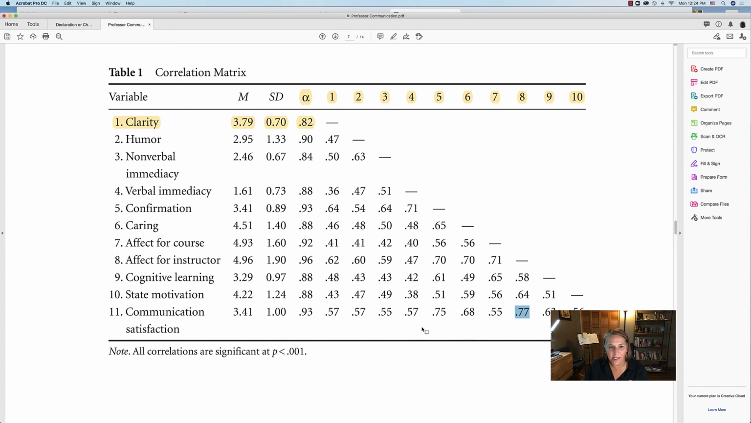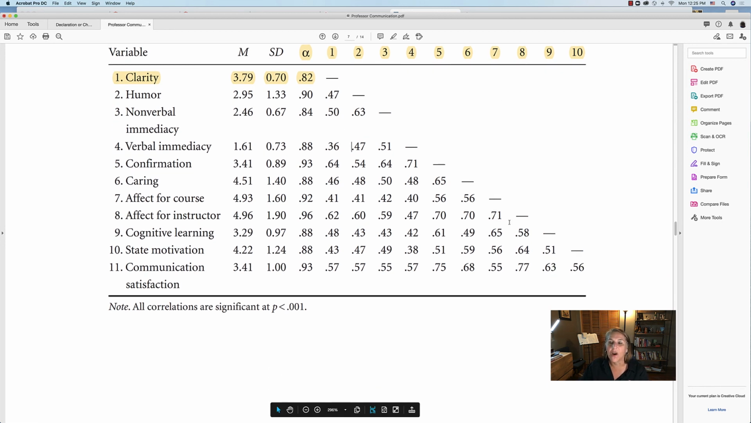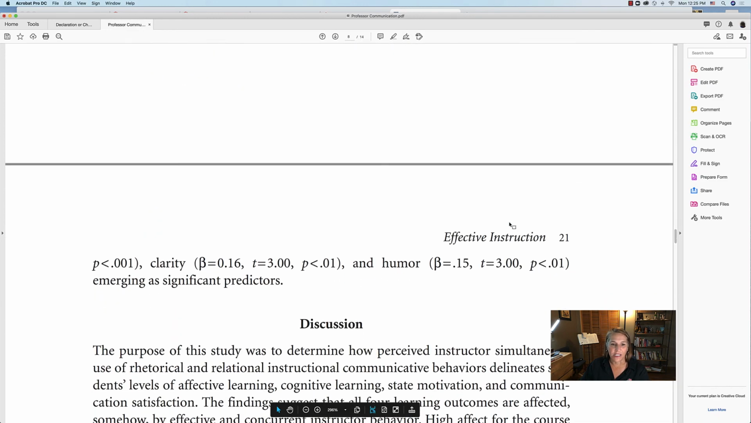I think I see it, but again, let me cruise through here because these can often be difficult to find. I think it's right here. I think it's 36. Verbal immediacy and clarity is a weak correlation. It's weak. So that would be what you were looking for. I hope that helped a little bit with the correlation matrix part of the exam.